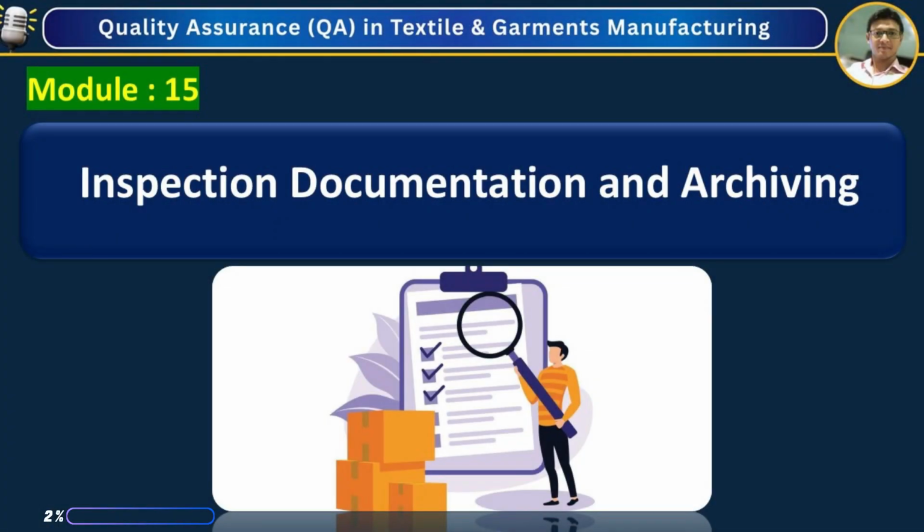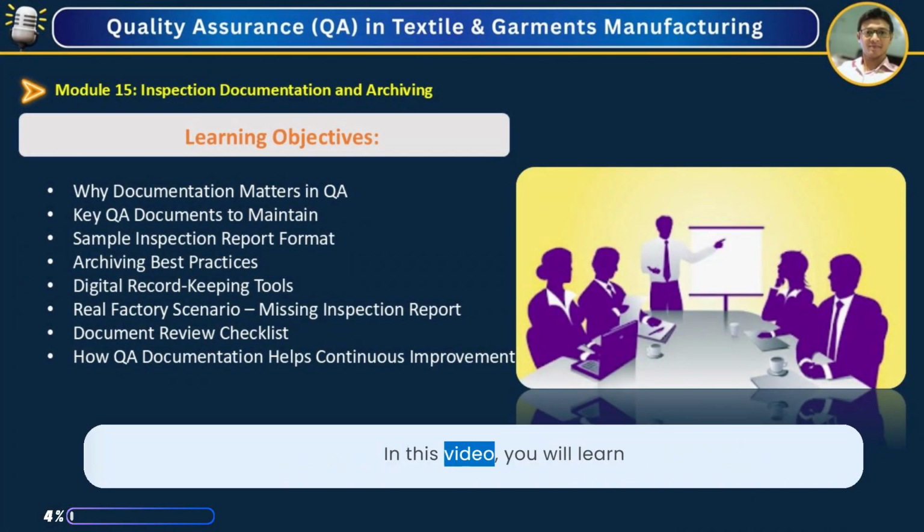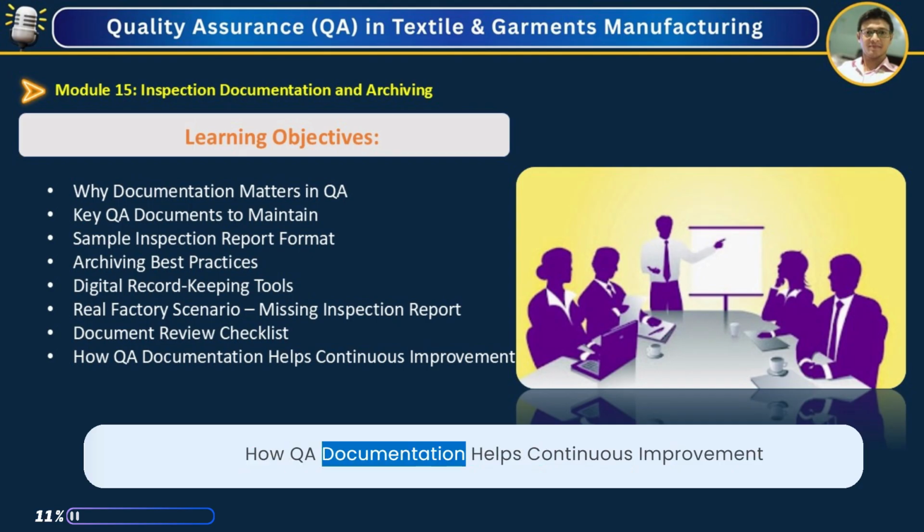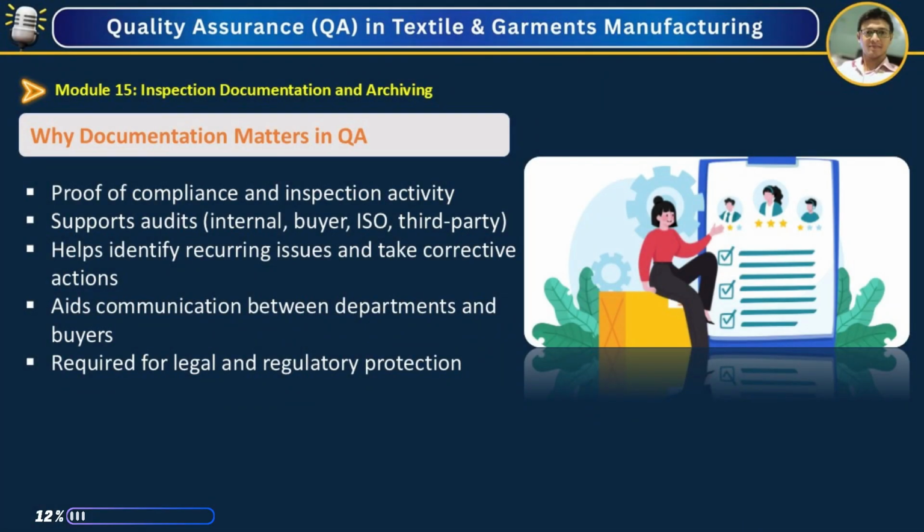In today's video, we will talk about Module 15, Inspection Documentation and Archiving. In this video, you will learn why documentation matters in QA, key QA documents to maintain, sample inspection report format, archiving best practices, digital record-keeping tools, real factory scenario, missing inspection report, document review checklist, how QA documentation helps continuous improvement.